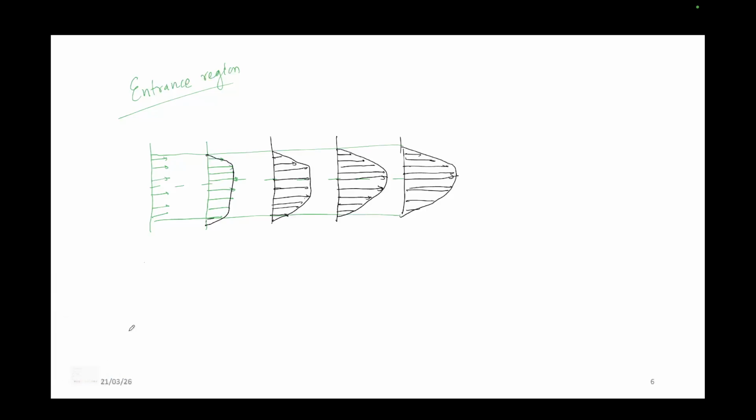So you see, initially, if I draw the average value, this is your V average here. Similarly, somewhere in between this will be your V average or U average, whatever you say. Similarly, here this is where you will get U average. Here also this is your U average.